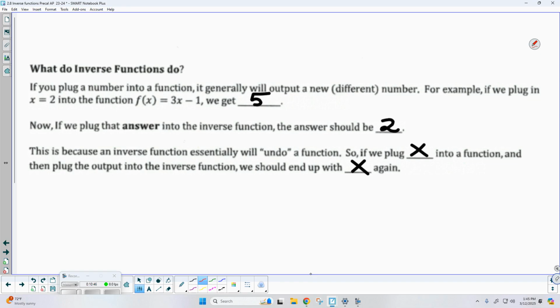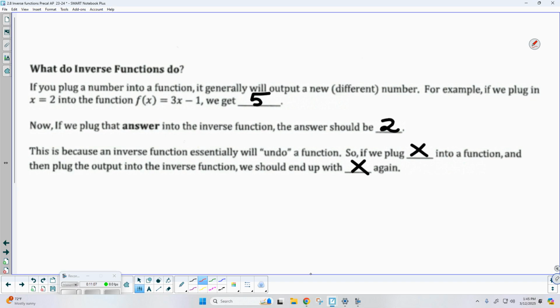They're always going to use the opposite operations. So if the original function adds, well, then I can expect the inverse to subtract. If the original function is multiplying, I can expect the inverse to what? Divide. Exactly right. Now, if we plug x into a function and then plug the output into the inverse, we should end up with x again.